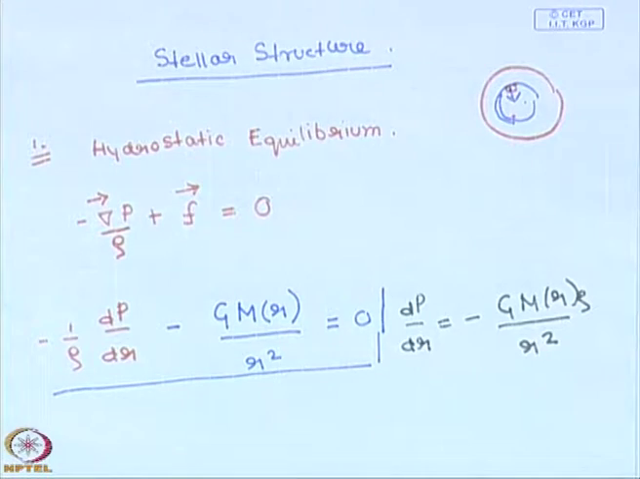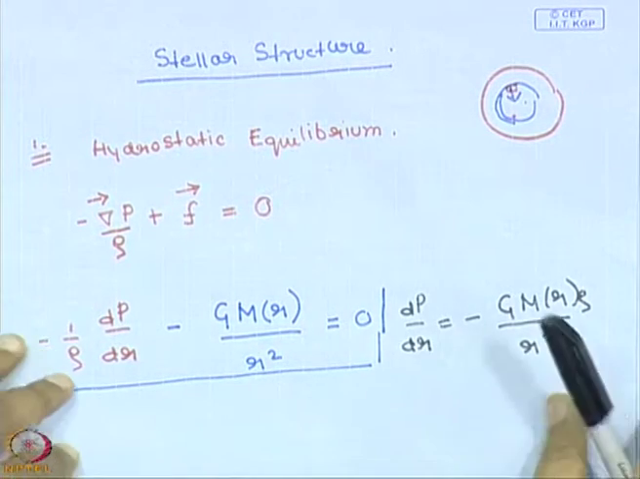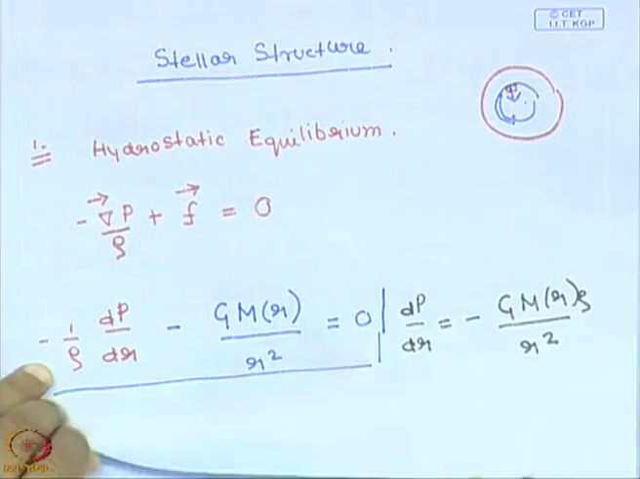The structure of a star. I have told you that there are four equations which need to be considered, and let me remind you that the first equation is the equation of hydrostatic equilibrium, which we discussed in the last class.